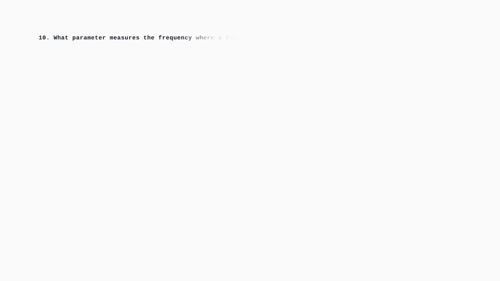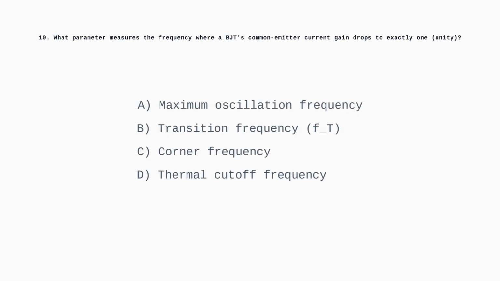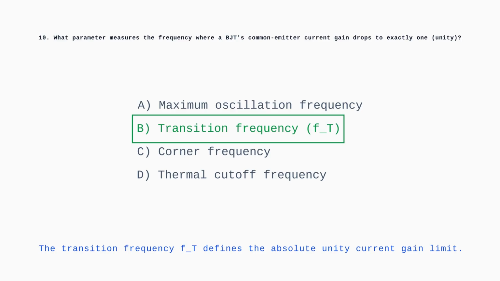Question 10. What parameter measures the frequency where a BJT's common emitter current gain drops to exactly 1? The transition frequency, or FT, marks the boundary where the common emitter current gain drops to unity, defining the baseline radio frequency speed ceiling.